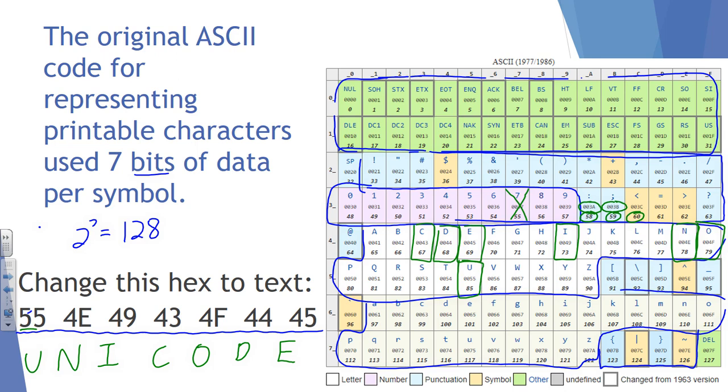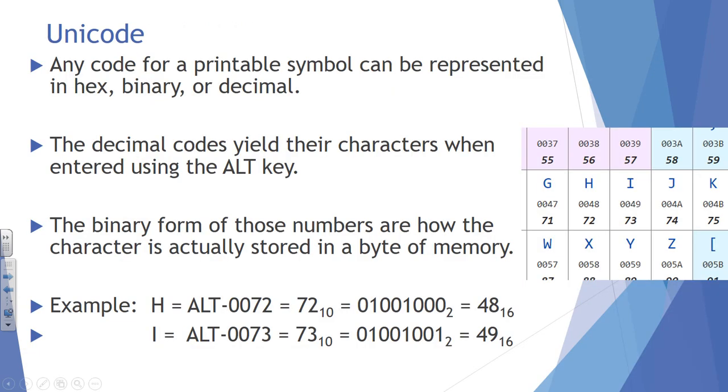Unicode is related to ASCII. Unicode is a much, much larger coding system. It contains all of the ASCII characters plus many, many more symbols, including symbols that appear in other languages of the world besides just English. So it's a much, much larger, more complex system, but the principles are very similar. So even though it's a fairly old system, the ASCII or Unicode system is still in use. All those characters can be represented in hex, binary, or decimal.